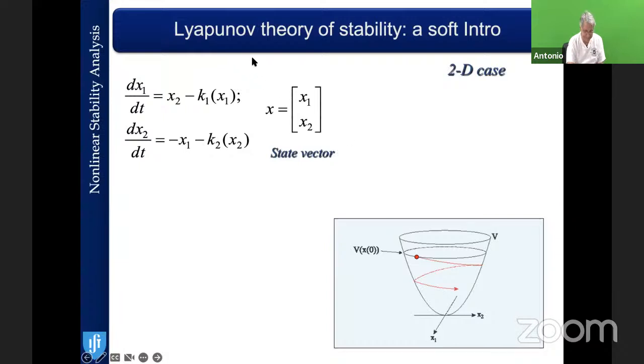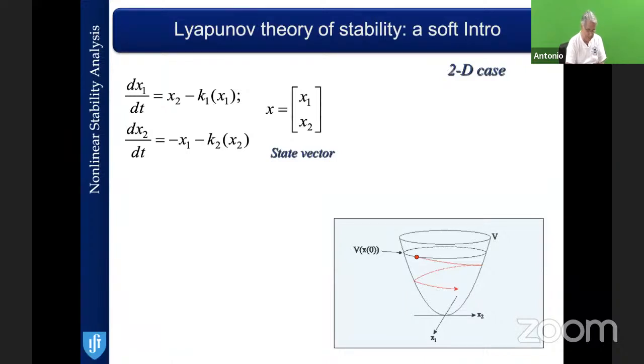Okay, so suppose you have a system that consists of 2 variables. The derivative of the first variable is equal to the second one minus k1. Now, when I write k1 x1, I don't mean that this is k1 times x1. K1 is a function of x1. So right here you have a non-linearity.